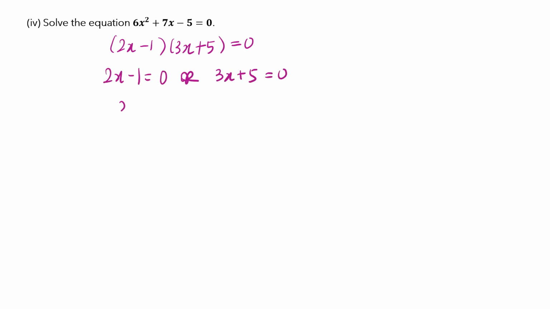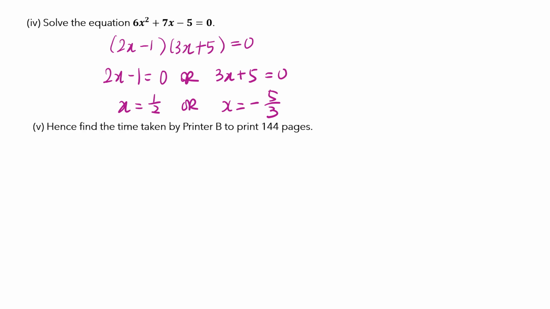Otherwise, this quadratic equation can be factorized into (2x minus 1)(3x plus 5) equals 0. So we apply the AB product rule, right? And then you get x equals half or x equals negative 5 over 3. Here you are asked to solve the equation only, so do not reject any answer at all. Okay, so now let's go on to the next part. The last part is: hence find the time taken by printer B to print 144 pages.